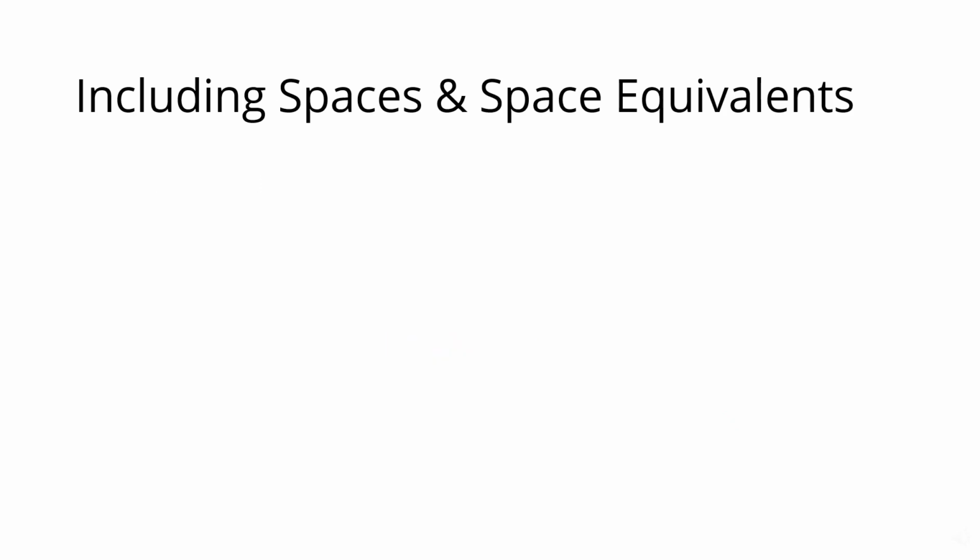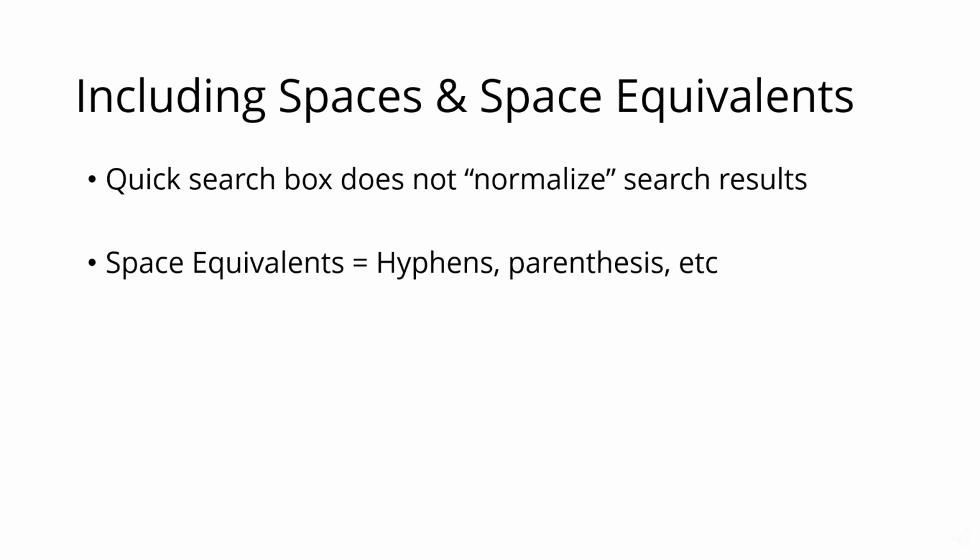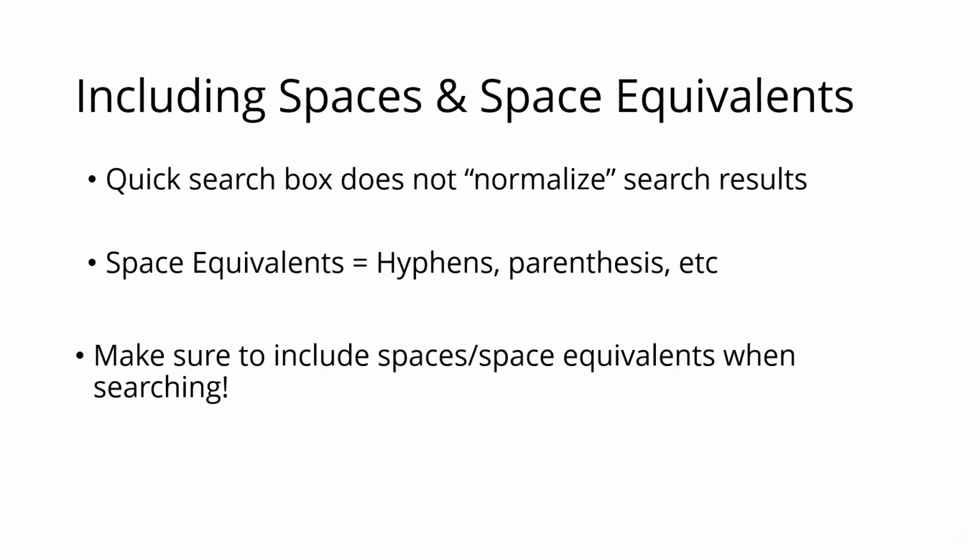Here's one last tip. The Quick Search box is not normalizing search terms by accounting for spaces or space equivalents like hyphens or parentheses. When using the Quick Search box, you need to enter the term in the same way it appears in the patron or bib record, including spaces or space equivalents. Let's walk through two examples.